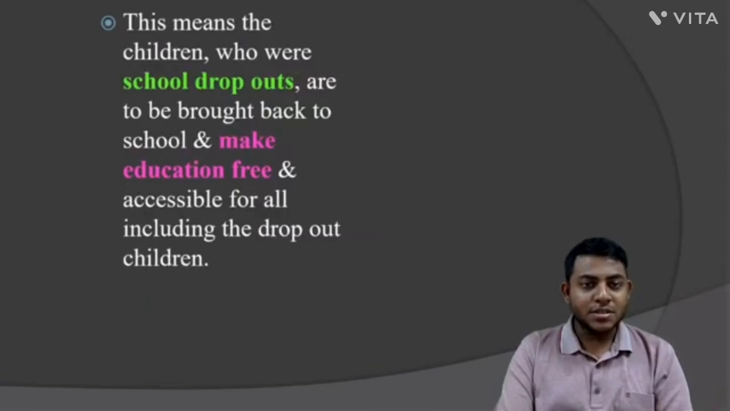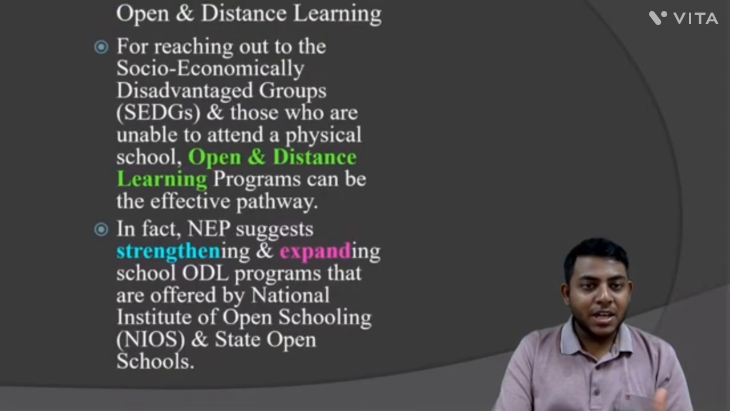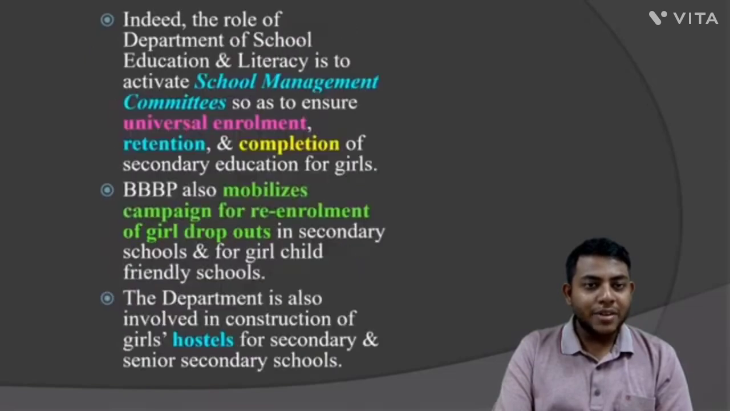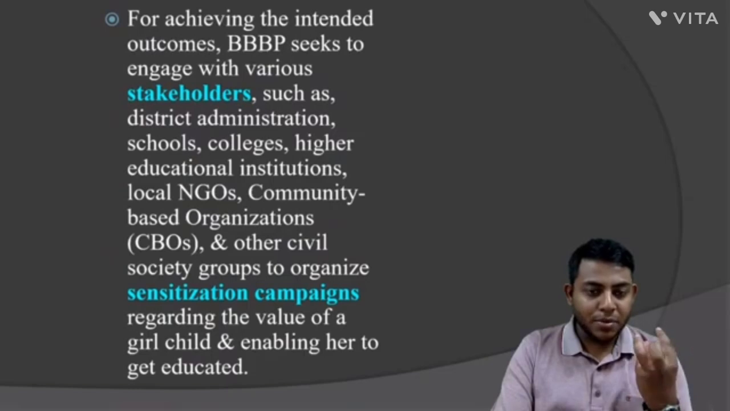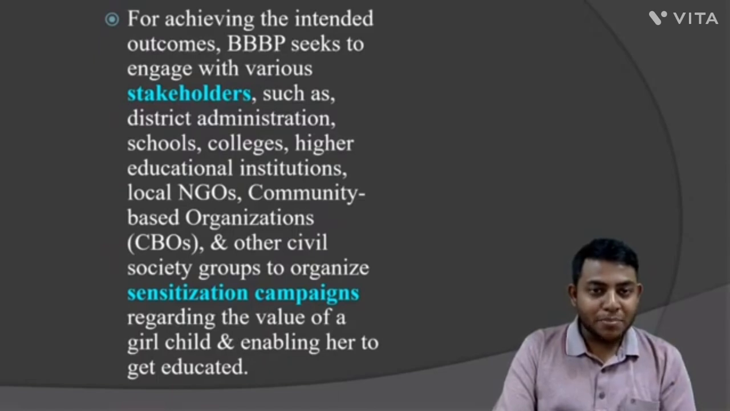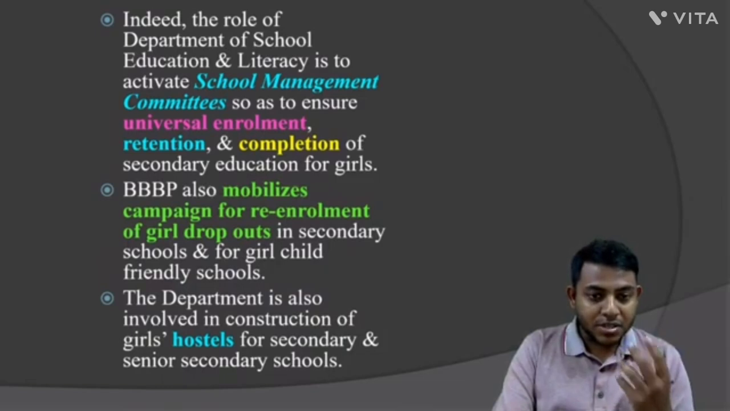So this means the children who were school dropouts are to be brought back to school, and education made free and accessible for all, including the dropout children. So schemes like Samagra Shiksha and Beti Bachao, Beti Padhao, open distance learning, vocational education, adult education will go a long way in achieving these sustainable development goals, and with the help of NGOs and community-based organizations, through sensitization campaigns, by engaging various stakeholders, and by forming school management committees through the role of the Department of School Education and Literacy, this goal is to be achieved.